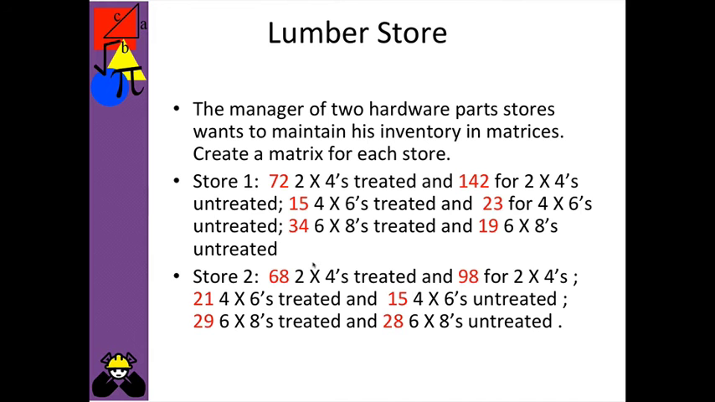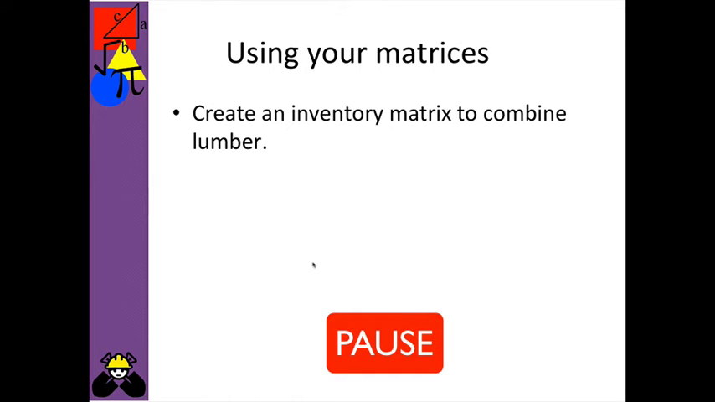So what you're going to have is 2 separate matrices. One's going to represent store 1, one's going to represent store 2. So create a matrix, pause the video, and create your 2 matrices, and I'll meet you back here in a minute. Now that your 2 matrices are completed, compare with your partner, and then add the 2 matrices together to complete the inventory matrix. So pause the video, and I'll meet you back here in a minute. Let's check.